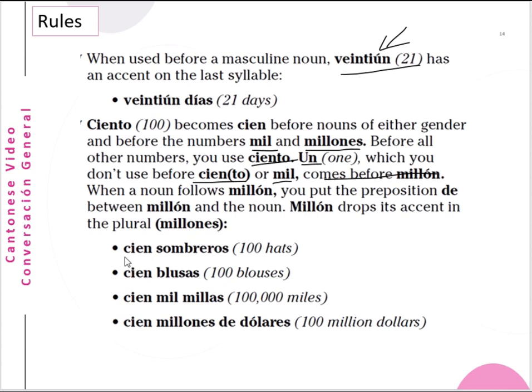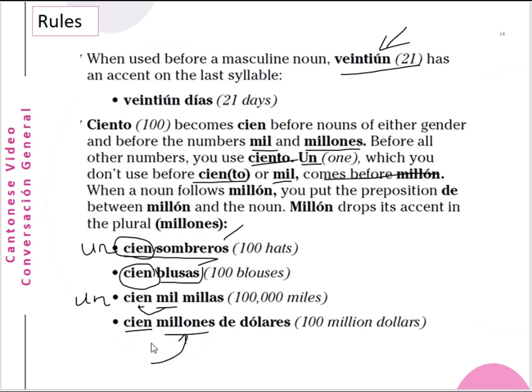Let's see some examples. Cien sombreros, 100 hats. You don't use ciento and you don't use un cien sombreros. You just say cien sombreros. Cien blusas. Blusa is a feminine noun. You also use cien in both cases, the masculine or the feminine. Cien mil millas. Before the mil, you use cien, not un cien or ciento. You just use cien. Cien mil millas, 100,000 miles.